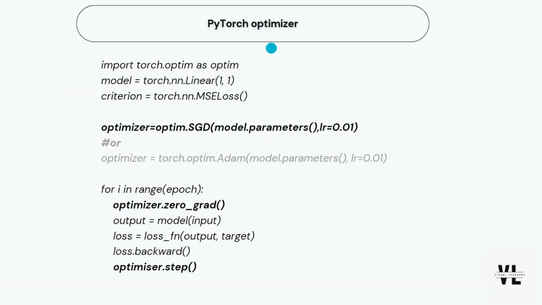Finally, let's see how to implement a simple case of an optimizer by using a PyTorch code. In order to use an optimizer in PyTorch, you need to import torch.optim as optim first. Then you need to create a model. Let's say in this case we are using a linear regression model from the neural network package with a dimension of 1 by 1.